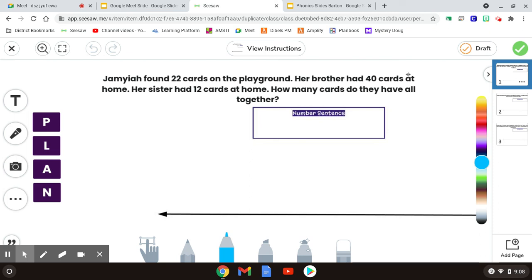Well, come on, draw. Hello? Oh, well, look at what I did. What a mess. Okay.